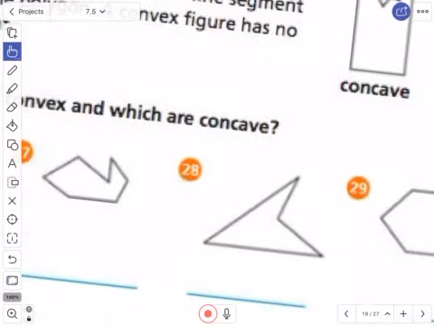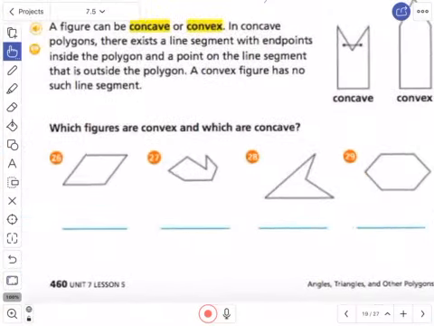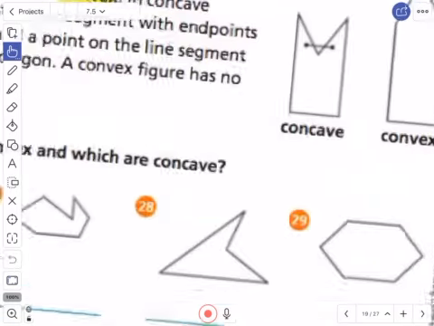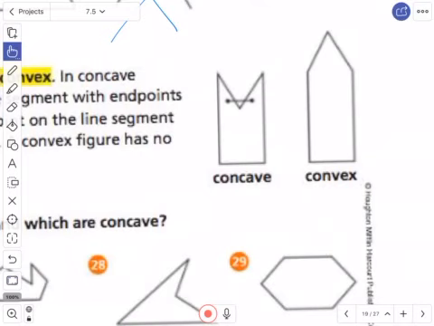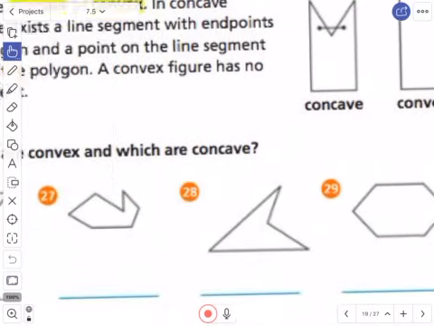So now going to this, I have to figure out problems 26, 27, 28, 29. Are they convex or concave? So just use the parts that I just showed you. Use that picture up on the top of page 400, or on the middle page 460, to help you figure out as well.